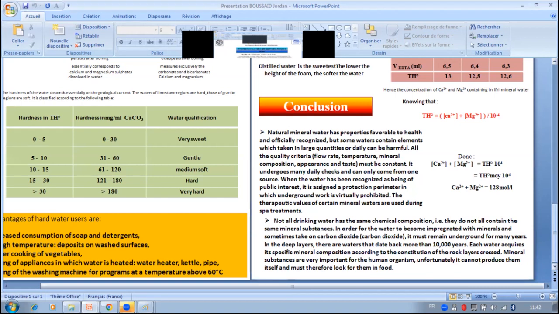Mineral substances are very important for the human organism. Unfortunately, it cannot produce them itself and must therefore look for them in food.